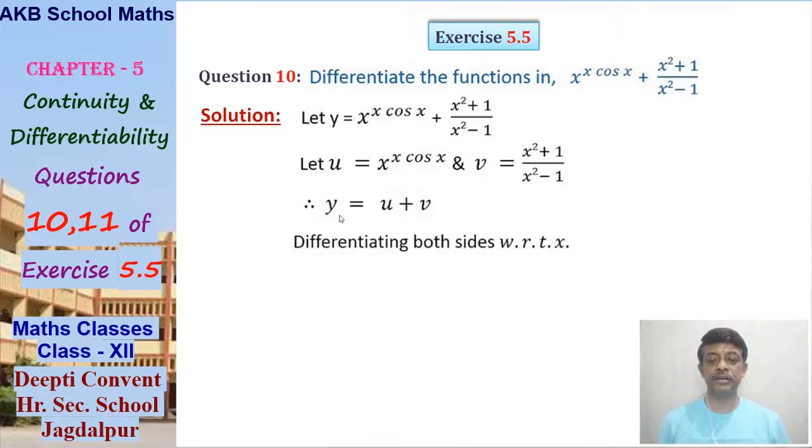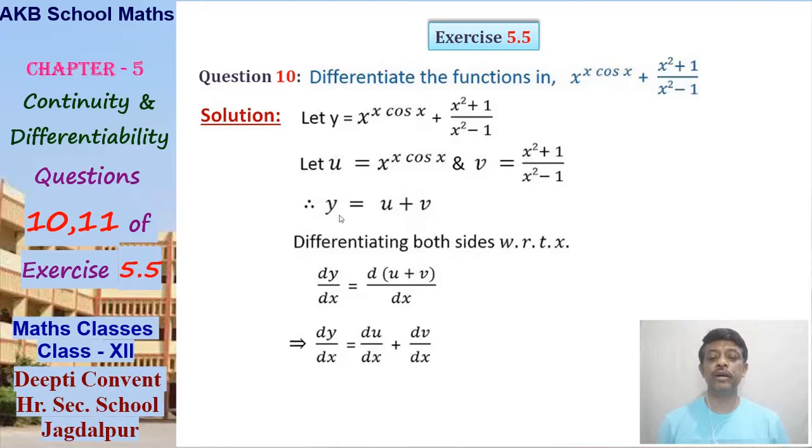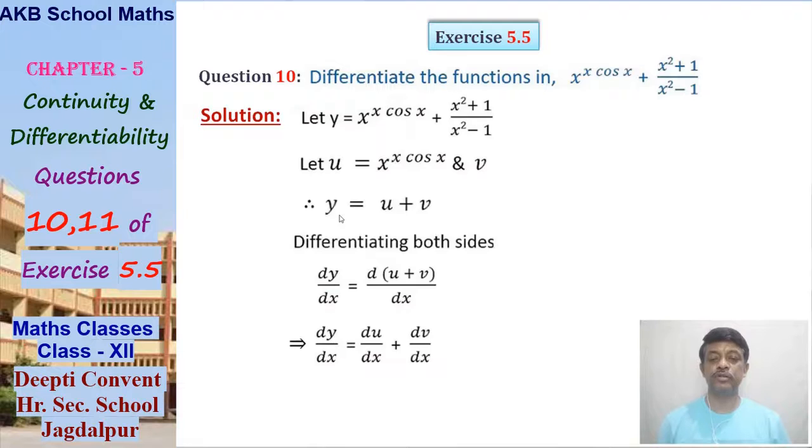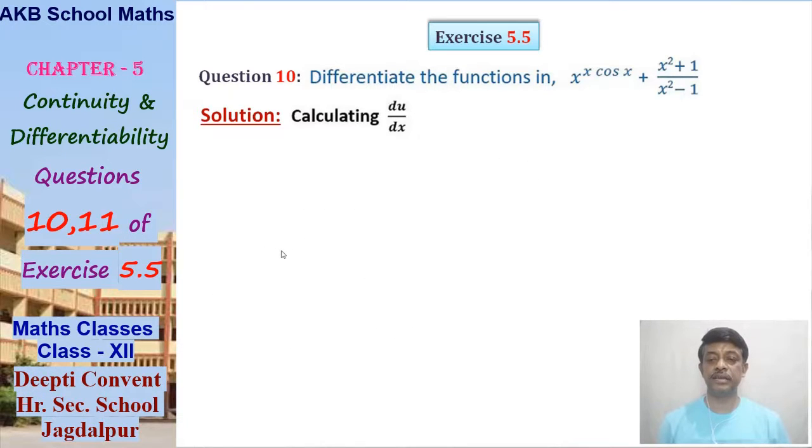Now differentiate both sides with respect to x. We get dy by dx equals d(u plus v) by dx, that is du by dx plus dv by dx. Clear? Now first of all we have to calculate du by dx and then dv by dx. Now calculating du by dx. Here u equals x to the power x cos x.